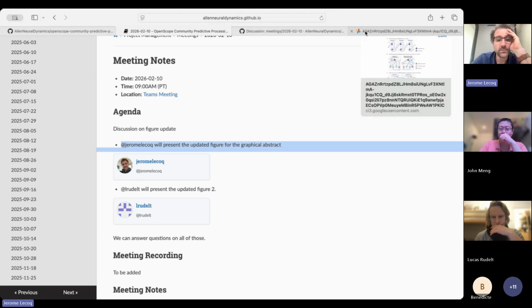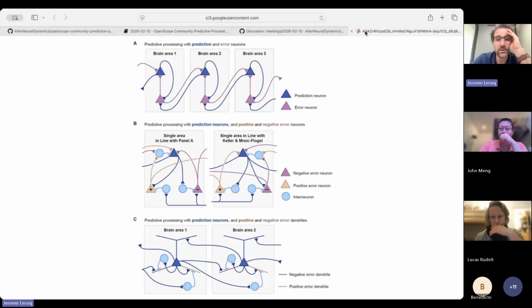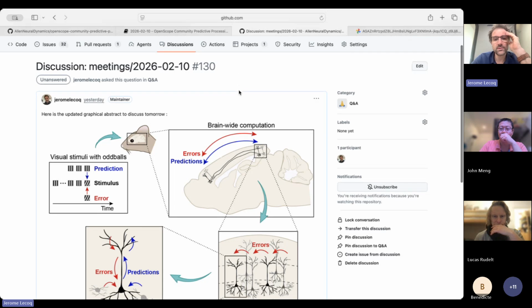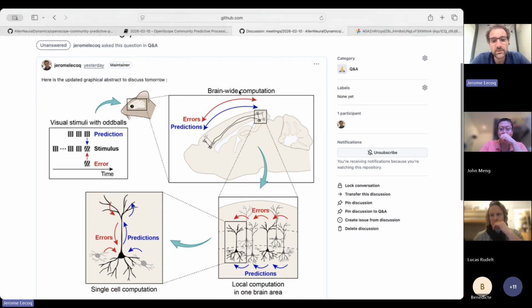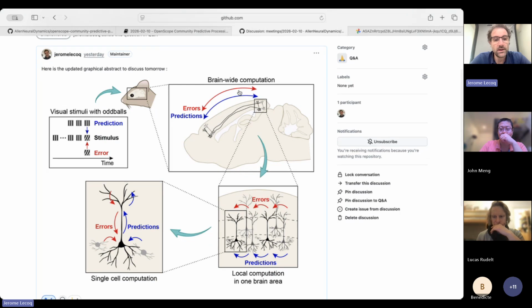So let's go with the first. I want to acknowledge that Christoph couldn't make it today, and Colleen as well, but they agreed to move forward with the discussion, and then we might have more online if need be. So let's discuss this graphical abstract.